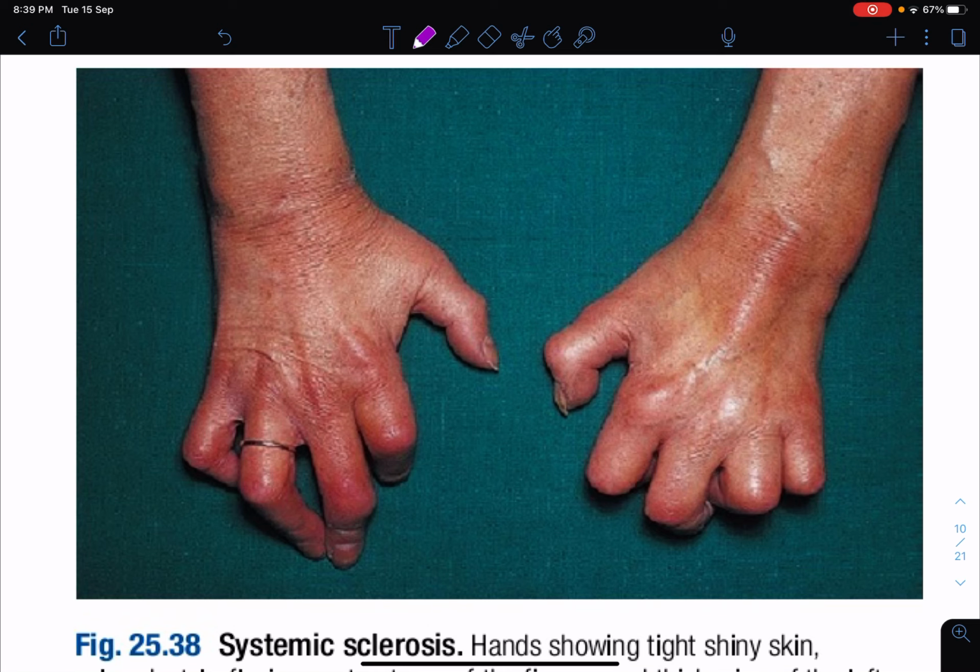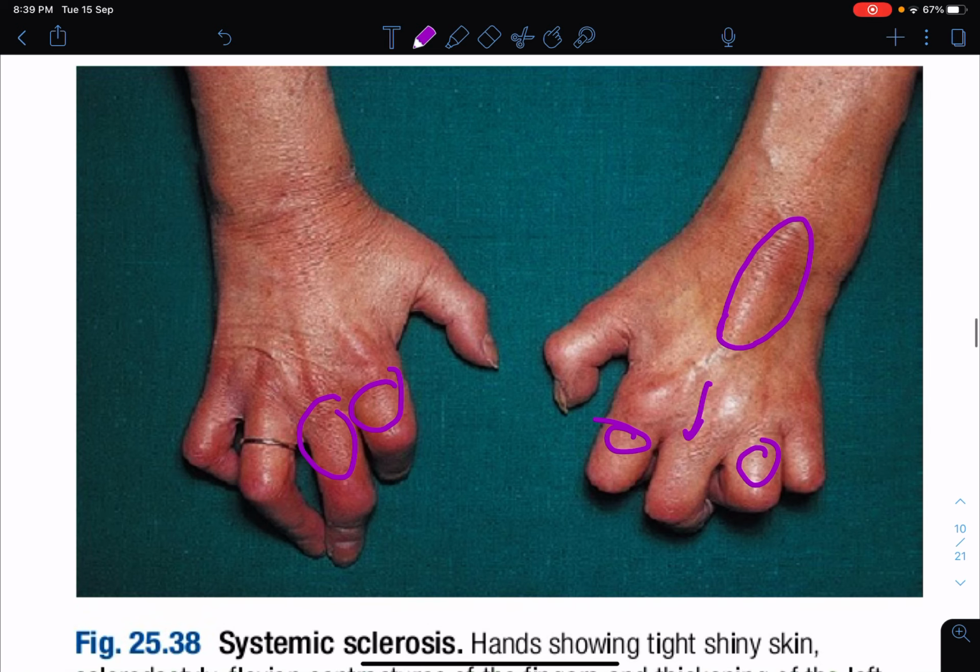We can see the shininess of the skin. The skin is shiny, and there is also thickening of skin. You can see it in these areas. Okay, there is skin thickening, and because of skin thickening and contracture, the patient has developed certain deformities also. In this area, you can see the swelling of the tendon sheath, the swelling of the extensor tendon for the middle finger. Okay.